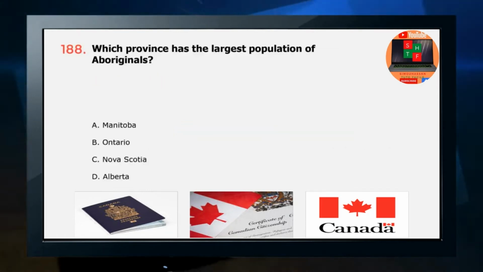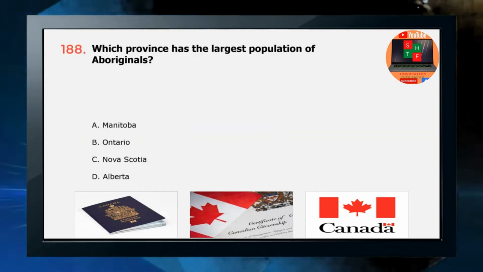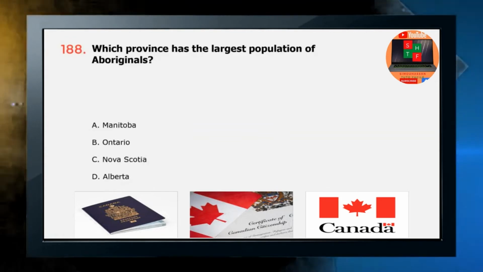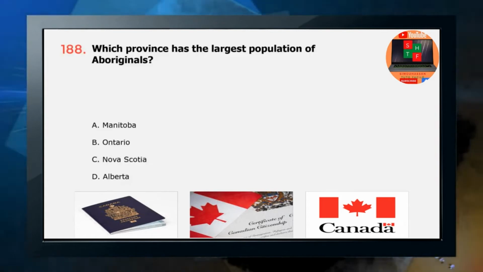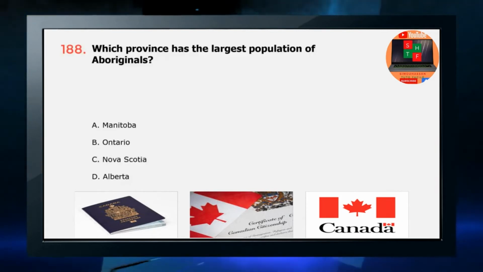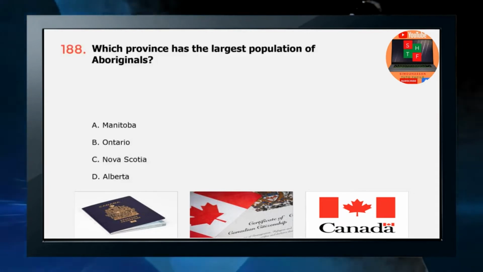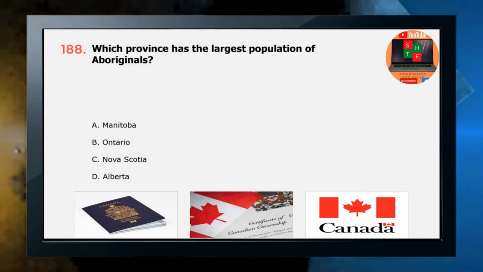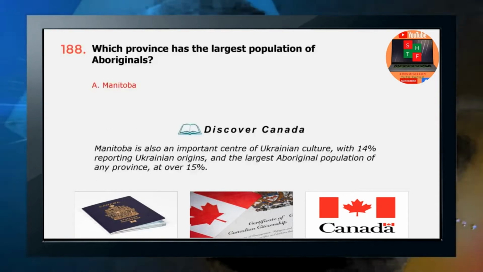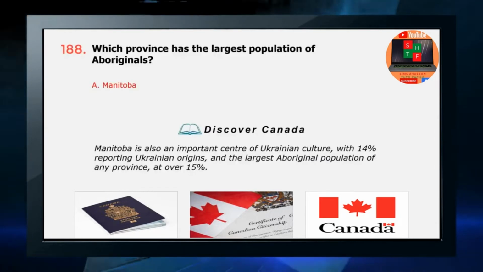Question 188. Which province has the largest population of Aboriginals? A. Manitoba. B. Ontario. C. Nova Scotia. D. Alberta. The answer is A. Manitoba.